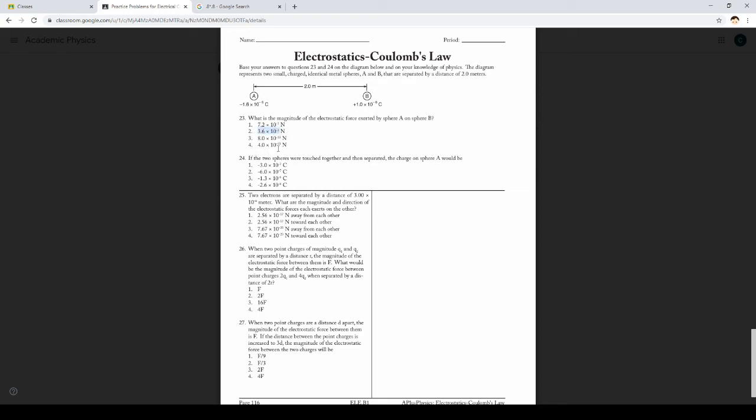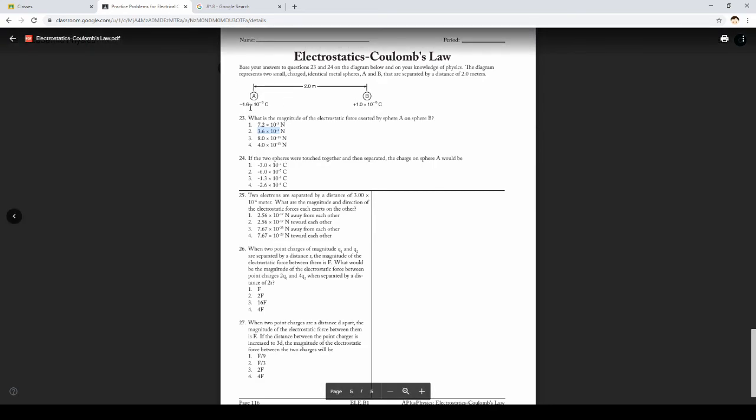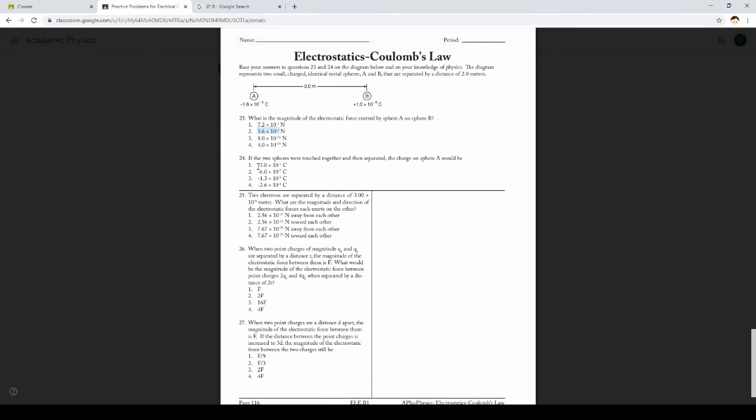Number 24, if the 2 spheres were touched together and then separated, the charge on sphere A would be... we have to touch them together. That would equalize the charges and distribute the charge across the two. So if I look at my total charge, negative 1.6, positive 1.0, both times 10 to the negative 6, together that gives me a negative 0.6 times 10 to the negative 6th, which then has to be distributed between A and B, and I get negative 0.3 times 10 to the negative 6th, or negative 3 times 10 to the negative 7th.